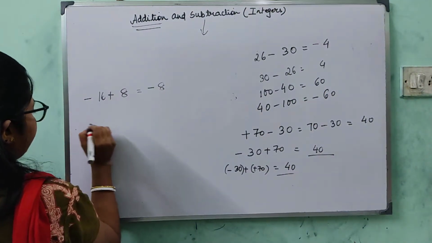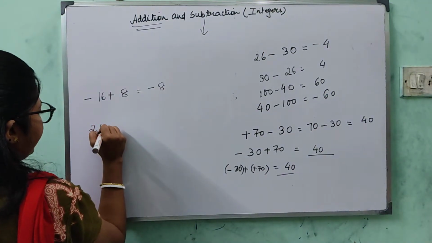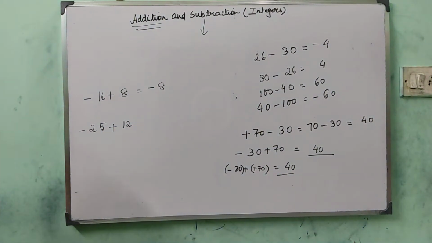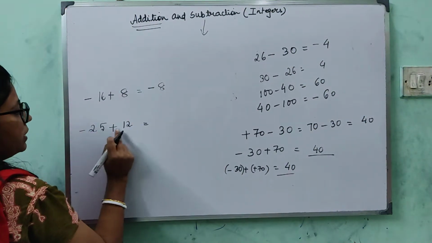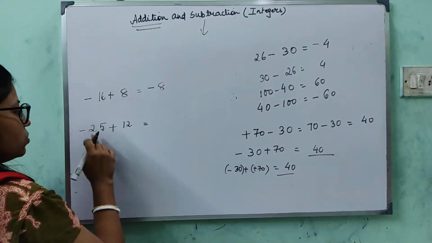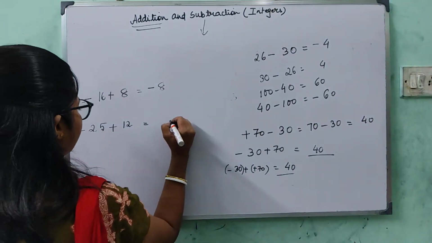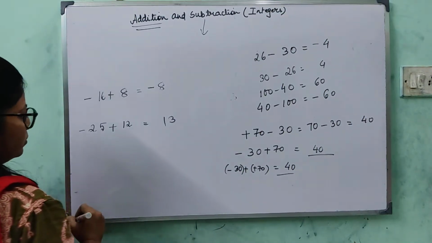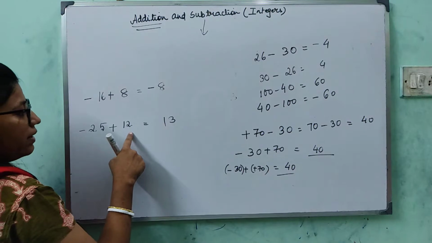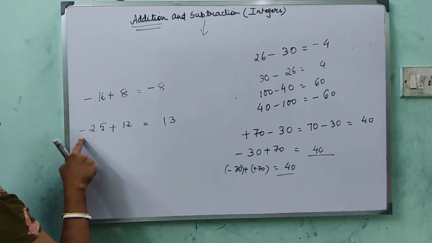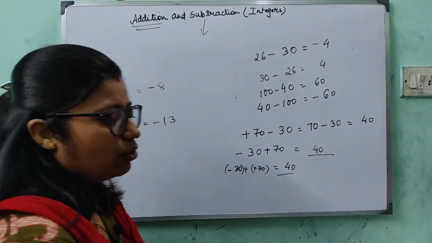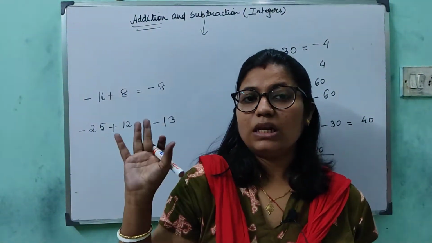Okay. Then next let's come to minus 25 plus 12. One plus, one minus sign. So first you do the difference. 25 minus 12 is 13. So 25 is more or 12 is more? 25 is more. So what is the sign of 25? Minus. So minus 13. So this way you can do all sums if you learn the concept.